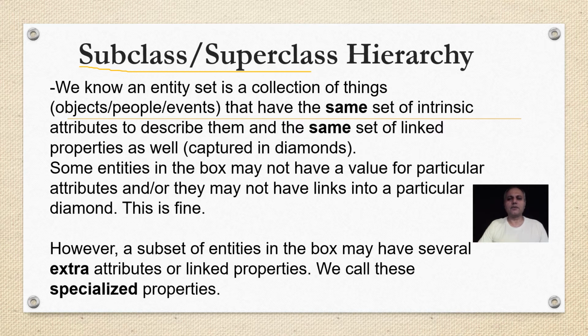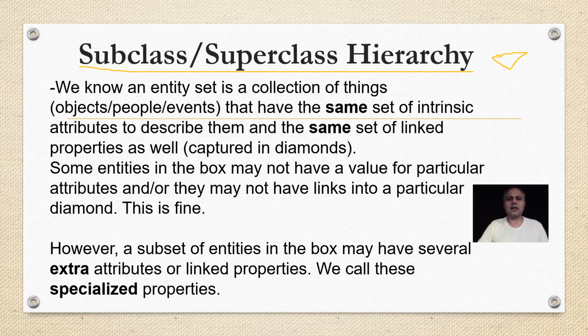Now let's move to the subclass superclass hierarchy, also called the generalization / specialization hierarchy. This is different from a diamond. A diamond is a relationship. This hierarchy is modeled as a triangle. So it's not the same as a set of links. So let's try and understand now what this hierarchy means.